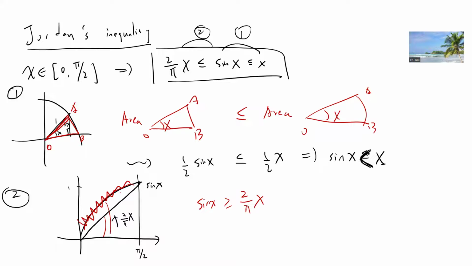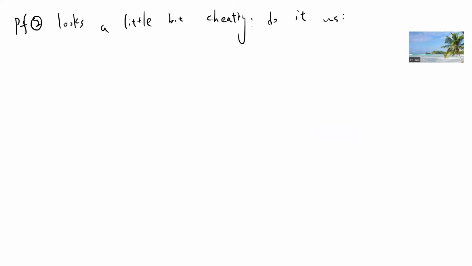But this proof is a little bit cheating, because you need to use calculus. So let me prove proof 2 using calculus. What I want to say is that this proof looks a little bit cheating. So we want to do it using calculus. By the way, one can show number 1 using calculus.